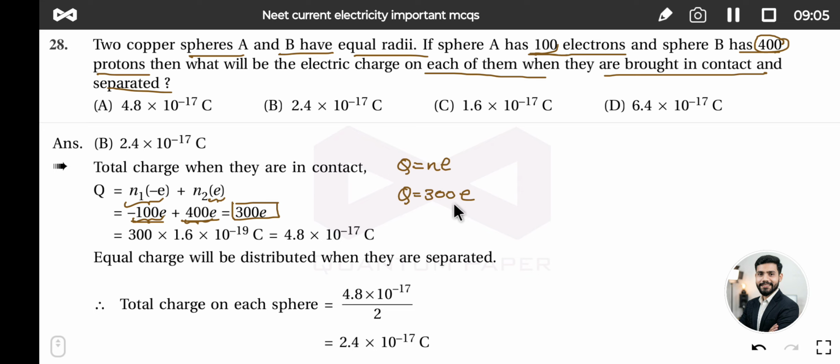Now the value of e we will substitute here, so 1.6 into 10 raised to minus 19. Okay, if you multiply 16 3s, that is nothing but 48. Now after that we are separating them, so we have to take the average of them, means half of that. So 4.8 into 10 raised to minus 17 upon 2. If we take half of 48, it will be nothing but 24, which is 2.4. So the correct answer is B. Look at the next one.